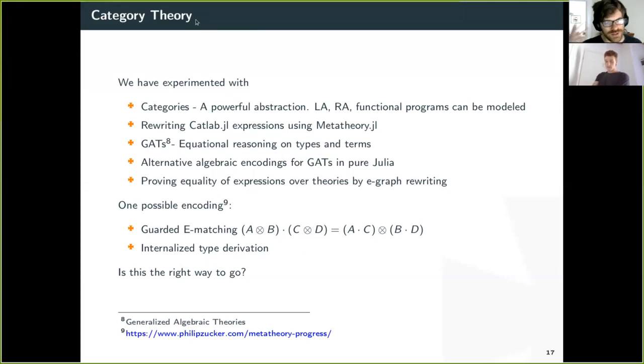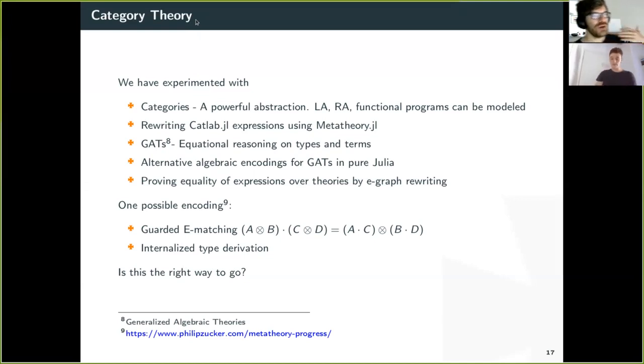And so the idea is to use guards to only fire these rules when the objects are in the appropriate configuration. And then as part of that, you need to internalize type derivations into the eGraph and into the rewriting rule system. Is this the right way to go? I don't know, but it does seem promising at the moment.